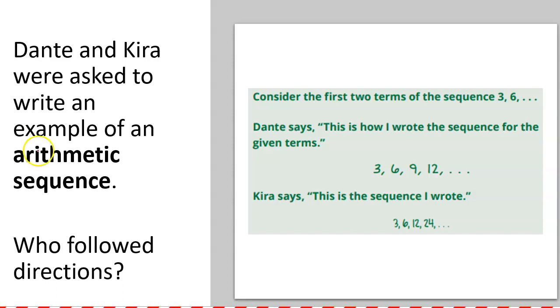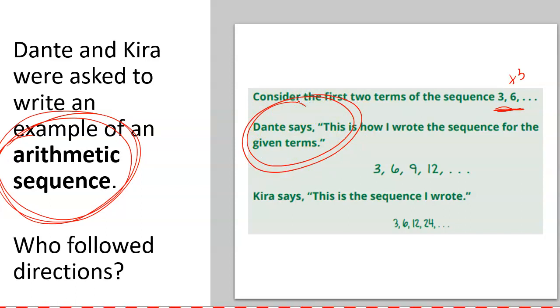Think back to remember that this is supposed to be an arithmetic sequence. So if we break down our problem, it should be arithmetic. My first 2 terms were 3 and 6. So arithmetic, I'm increasing, which means I have to be adding. So 3 plus what gives me 6? I need to be adding 3 each time. Okay. If we look at Dante's sequence, he's doing just that. He's adding 3 each time. So Dante's going to be correct. Whereas Kira has multiplied by 2 each time.